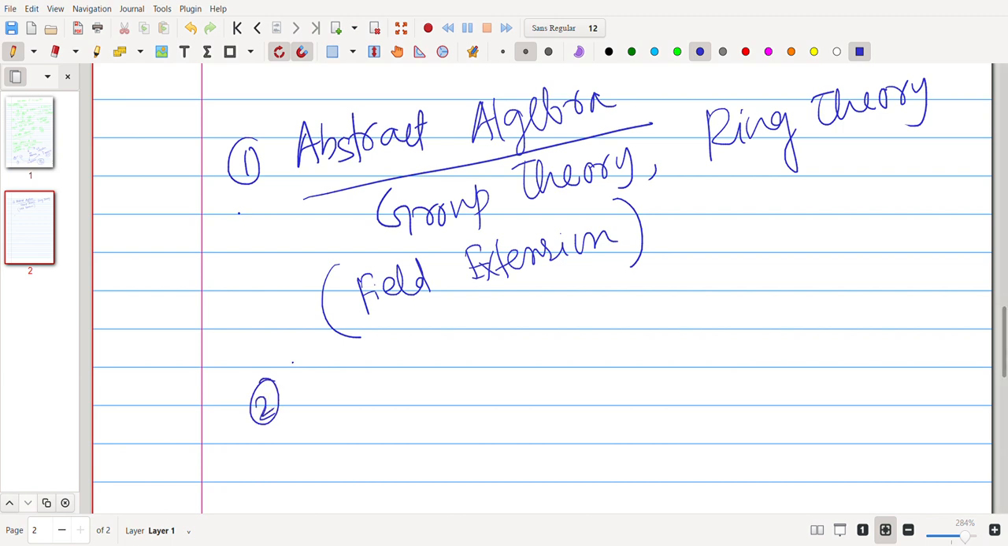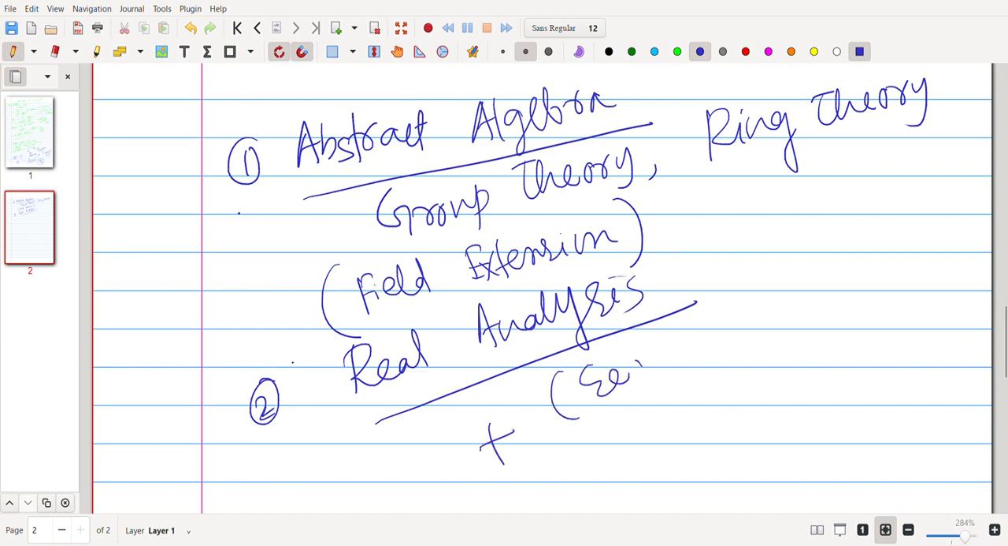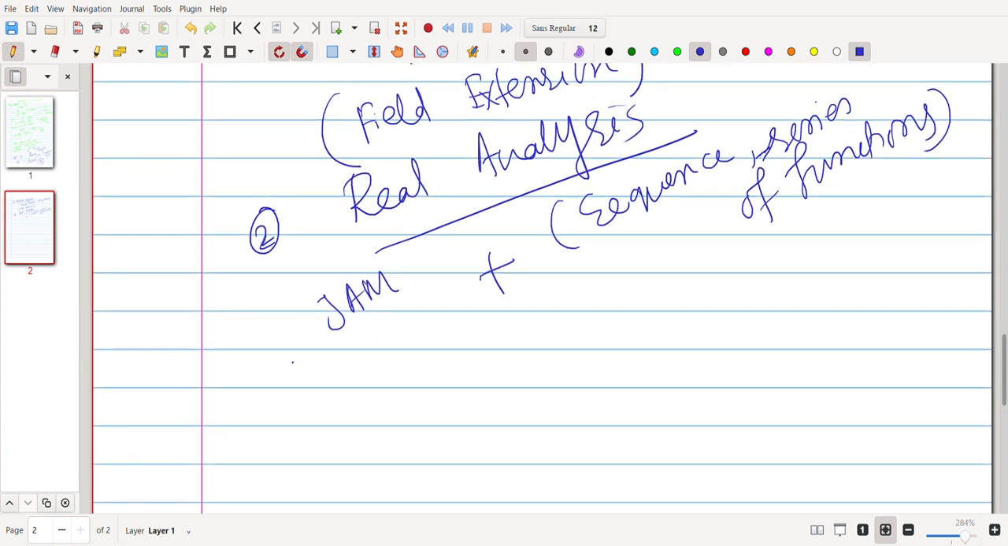Second thing, real analysis. It is very important, and there is nothing much to say because it is already mentioned in the JAM syllabus. Whatever you have covered in the JAM syllabus, plus sequences and series of functions, which is the most important topic in real analysis. That means the basic limit, continuity, differentiability, Riemann integration, Taylor series expansions, power series, sequences and series of functions, and that's it.